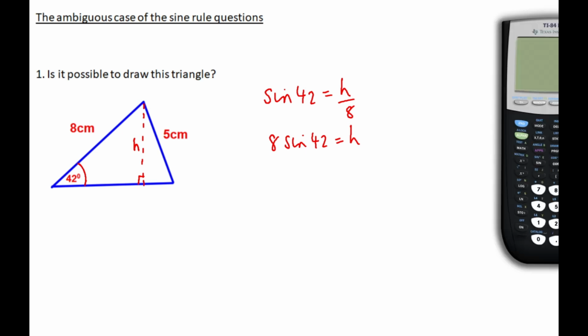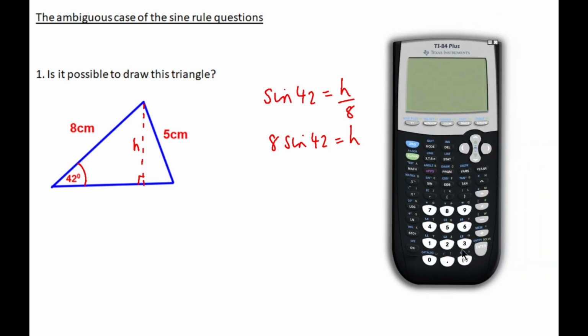So if I do that on the calculator, it's 5.35. So basically the shortest length that you can have for this opposite length would be 5.35. So we have a 5 here. So obviously it's smaller, so it's not possible to draw this triangle, because 5 is smaller than 5.35, and 5.35 is the shortest distance you can have for that.